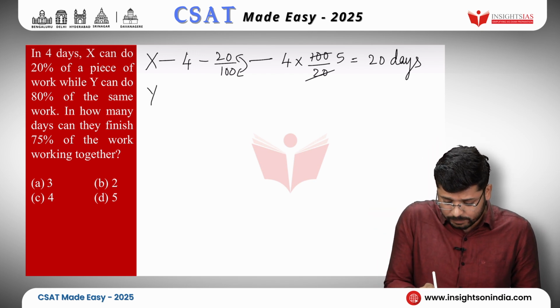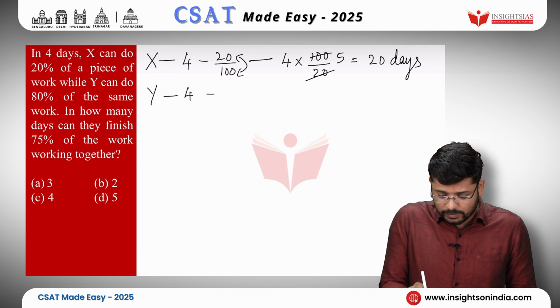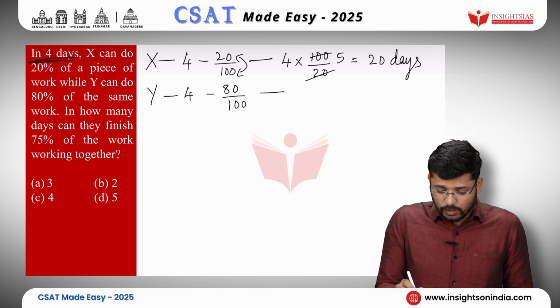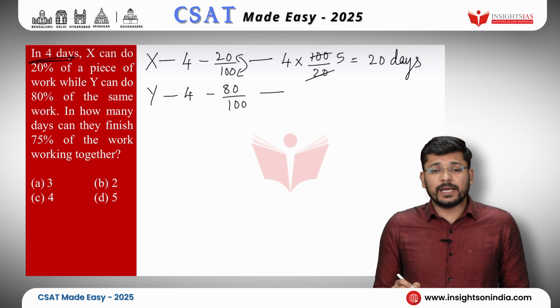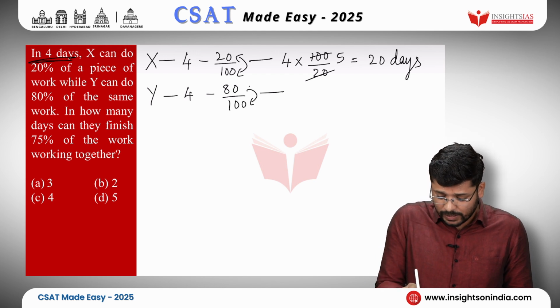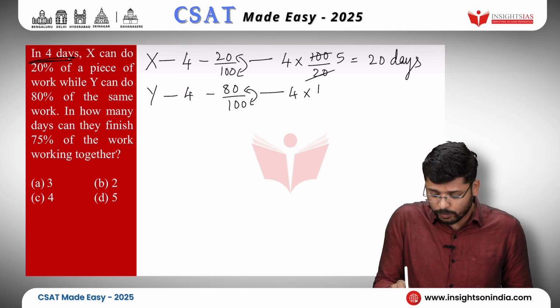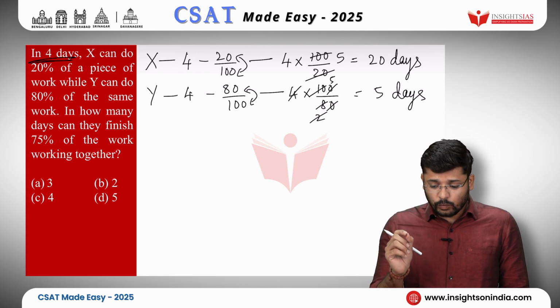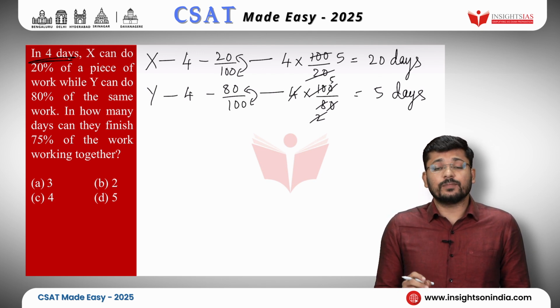What about Y? Y also takes 4 days to do how much of the work? 80% of the work. Yes, because in 4 days it applies to both X and Y. Now, in how many days will Y be able to do 100% of the work? We'll just inverse this fraction and multiply with 4. So 4 into 100 divided by 80. 0 and 0 cancel, and 4 divides 8, yes. And 2 divides 10. So it is 5 days. So X can finish the work in 20 days and Y can finish the work in 5 days.